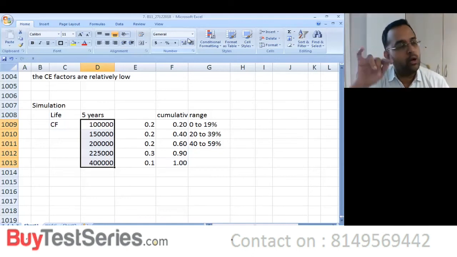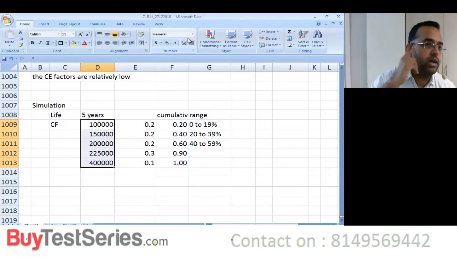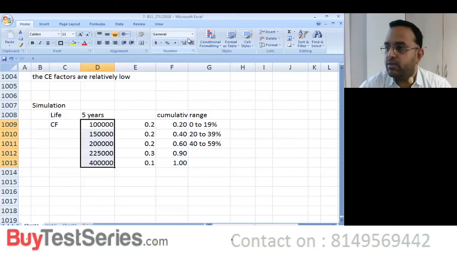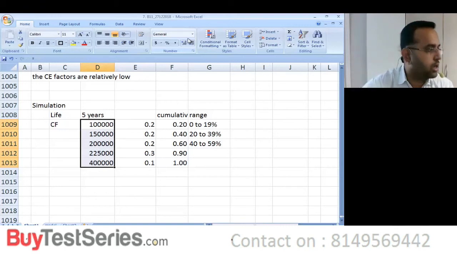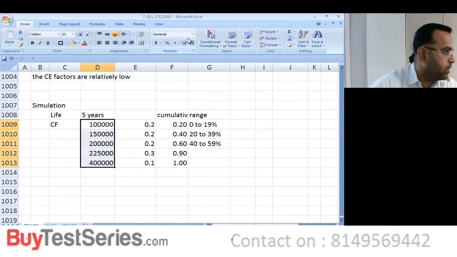And for that you take the particular cash flow and then find out the net present value. And then tell yourself that I have taken 10 different random numbers. In 10 different random numbers, 10 possible net present values are there. Then come out to the conclusion on whether it is acceptable or not.